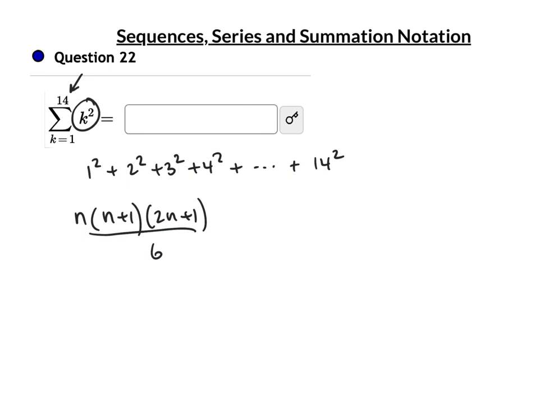So we're going to 14. This would be equal to 14 times 14 plus 1, 15, times 2 times 14 plus 1. That's 28 plus 1, which is 29, all divided by 6. Put that in the calculator. We get 1,015.